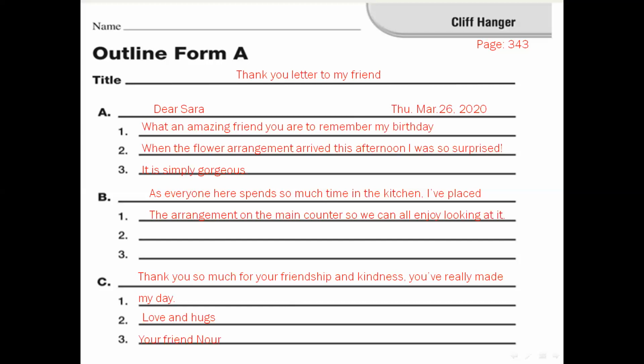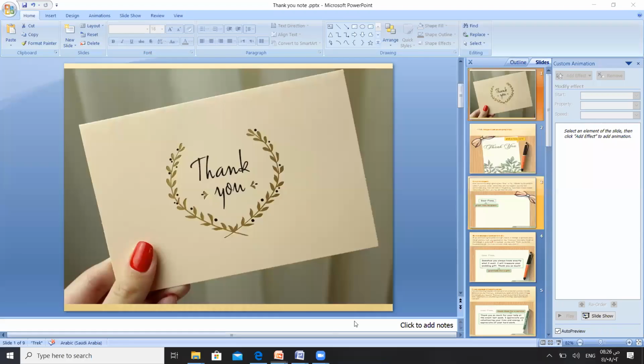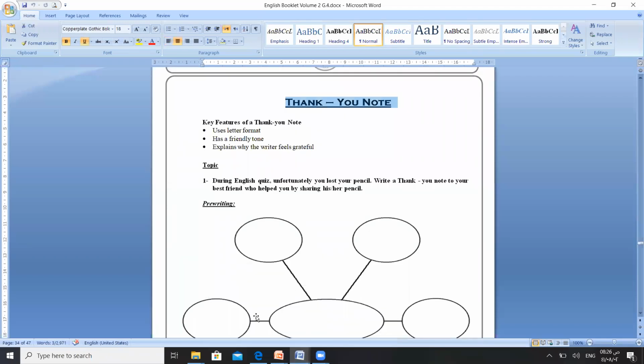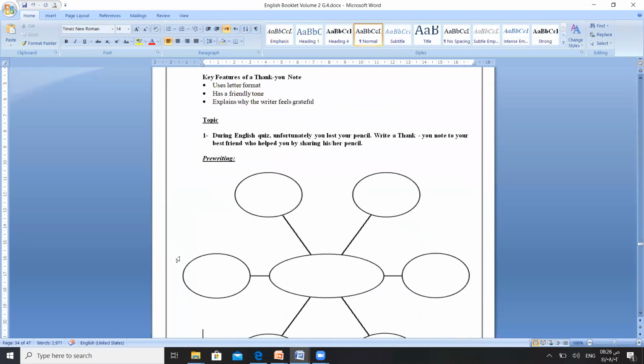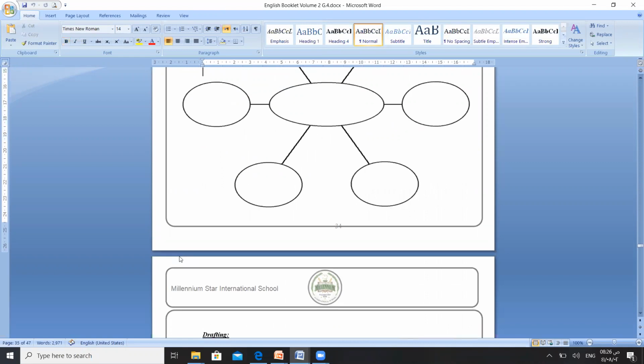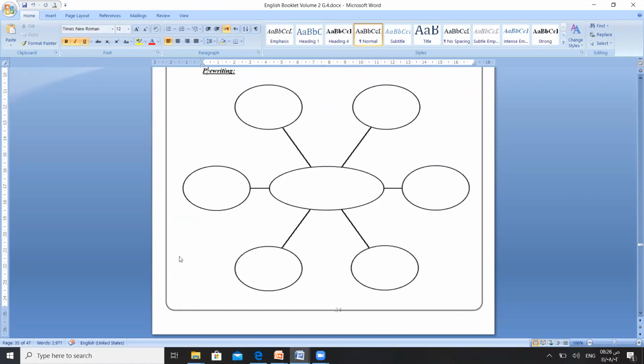Sorry, I need you to open your RCV booklet now. You will write now your own letter. Okay? Now, I need you to open your RCV booklet. Page 34. Write the letter in the writer's notebook.